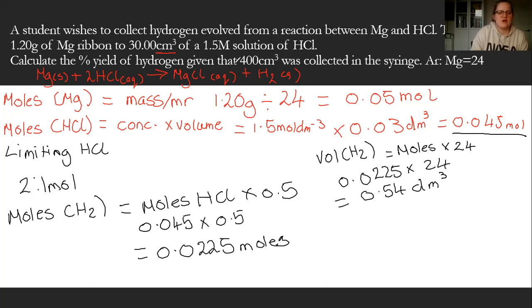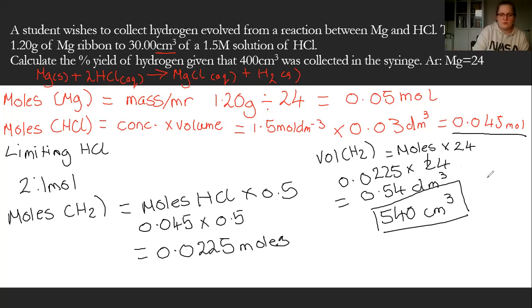So, calculate the percentage yield of hydrogen given that 400 cubic centimeters was collected. This is in decimeters, so we need to turn this into cubic centimeters. So we've got 540 cubic centimeters. This is our theoretical yield. We got there eventually. So now we can do our percentage yield calculation.